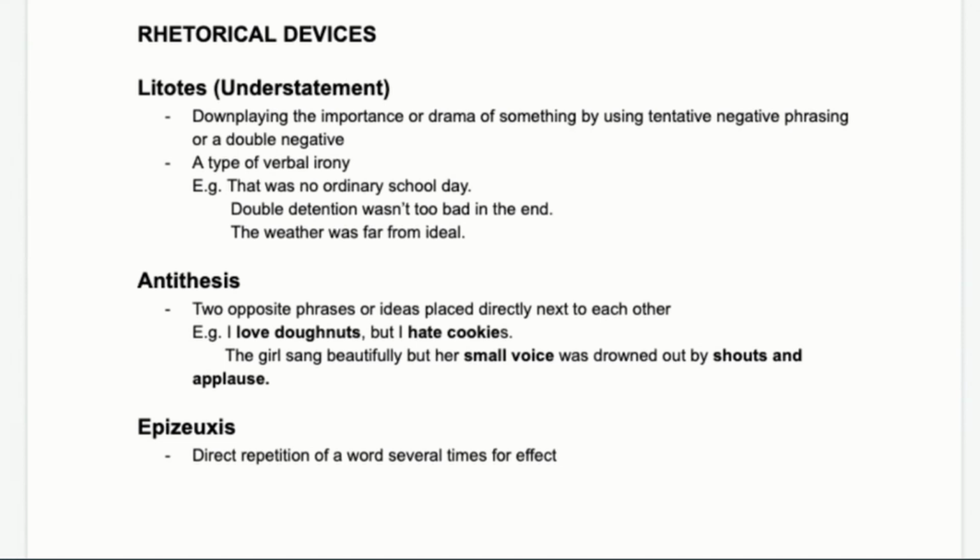And yeah, you downplay the importance of something or the drama. So you minimize drama by using kind of tentative negative phrasing or double negatives. So it's using double negatives, but they're kind of not really quite cancelling each other out. They're just creating a sort of unemotional or kind of lowered emotion or mood. And it's also a type of verbal irony. So if you're interested in types of irony, which you should be if you're trying to write at an advanced level, this is one kind of verbal irony.